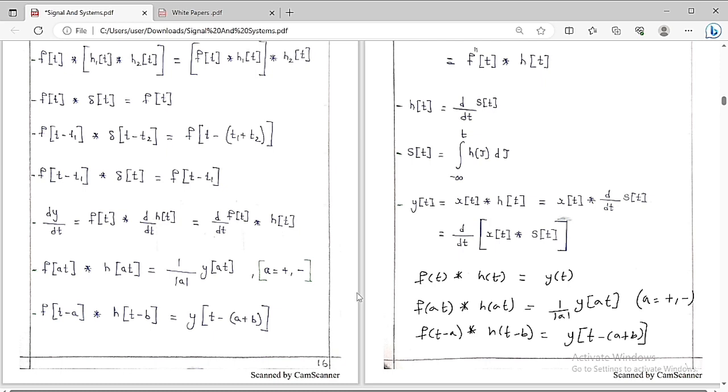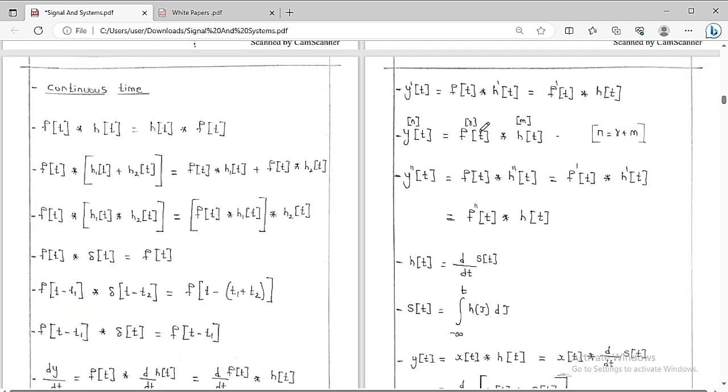So finally, these are the very important formulas you always have to keep in your mind. If f(t) convolution h(t) is equal to y(t), then f(at) convolution h(at) is equal to 1 by mod a into y(at), where a can be positive or negative. And f(t minus a) convolution h(t minus b) is equal to y of t minus (a plus b).